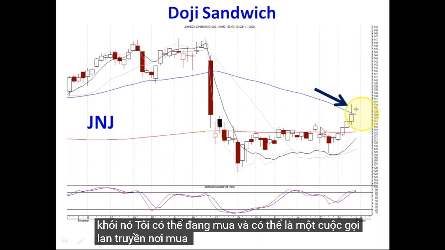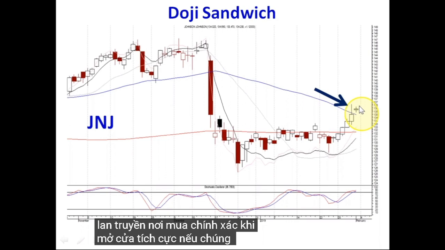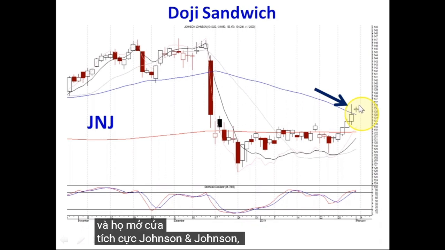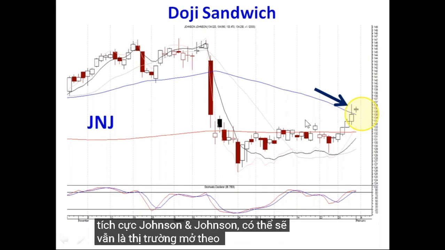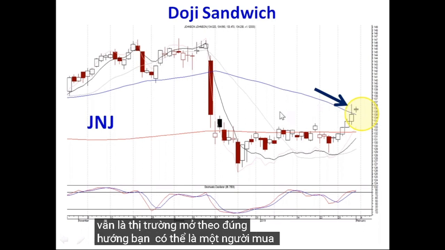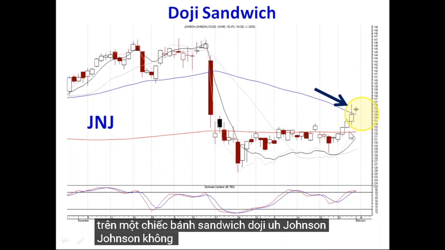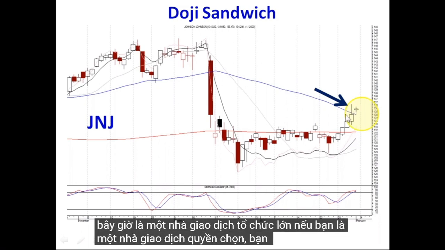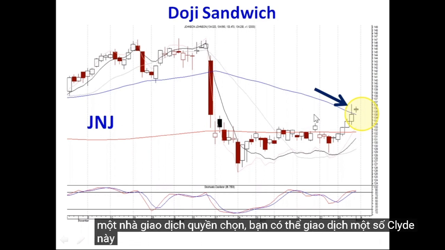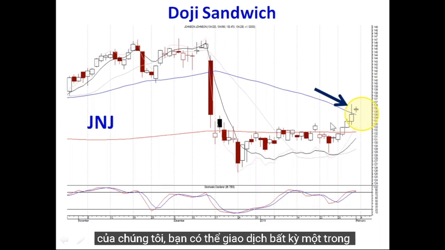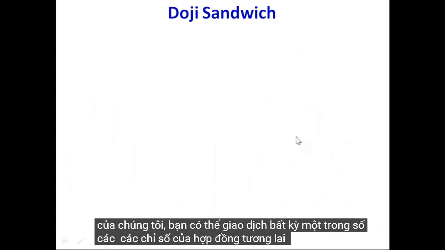Where is accurate buy on a positive open? If we wake up Monday morning and they're opening Johnson & Johnson positive, which would probably still be the market's opening in the right direction, you could be a buyer based upon a doji sandwich. Johnson & Johnson just doesn't trade as well because it's a big institutional trader. Now, if you're an option trader, yeah, you can trade some of these. Clyde, yeah, you can trade any one of the indexes, the futures.